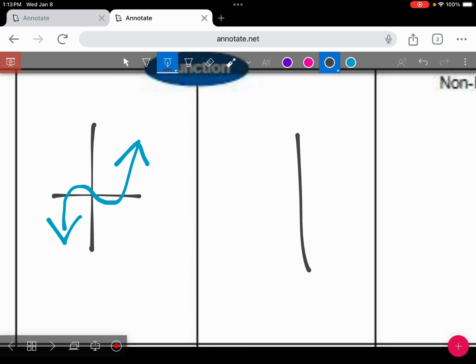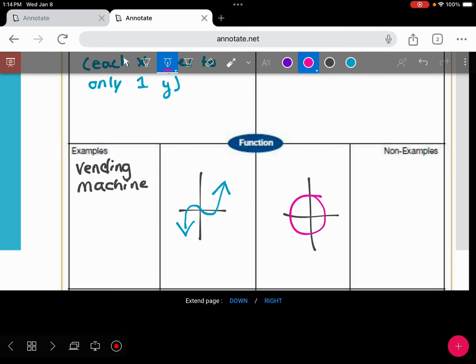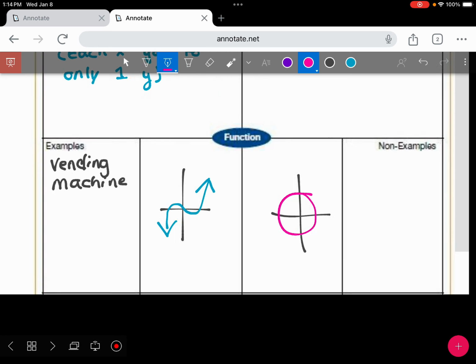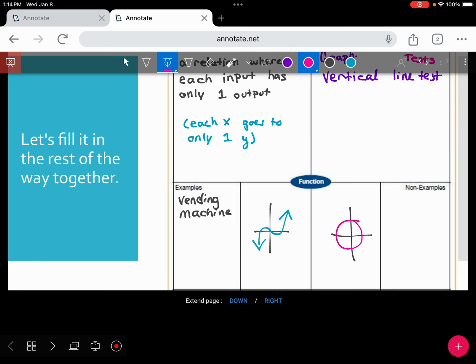If I had something like a circle, does my graph cross my stick more than one time? Yes. So this is not a function, whereas this one is. So these are non-examples, those are examples. Technically, it's two functions because you have to cut it in half and do a domain restriction. Two functions, not one function.